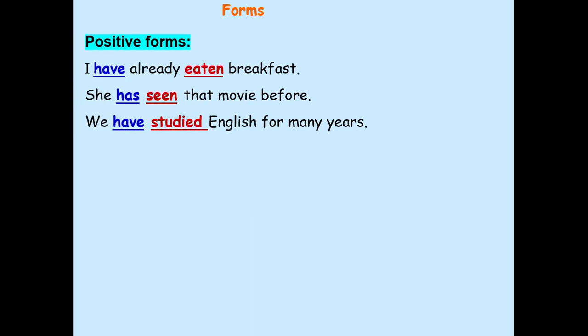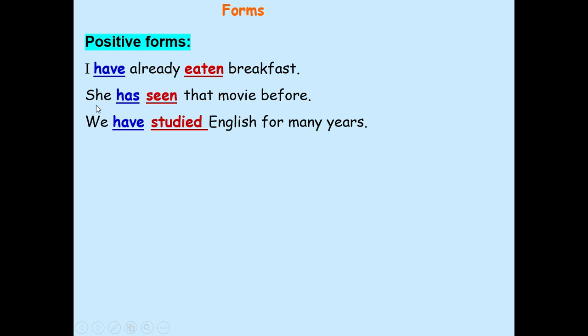There are 3 forms of present perfect. The first one is the positive form. We can look at these 3 examples together. Let's read. I have already eaten breakfast. She has seen that movie before. We have studied English for many years. Have is used with I, and then this one is the past participle, or we can say verb 3. It is conjugated from the verb eat.